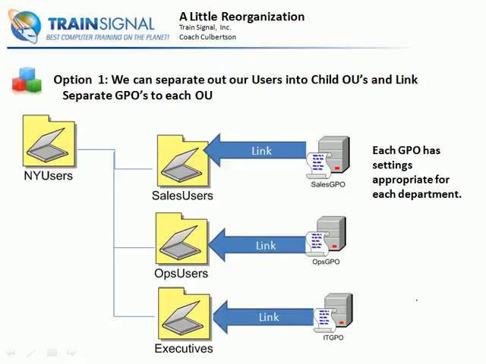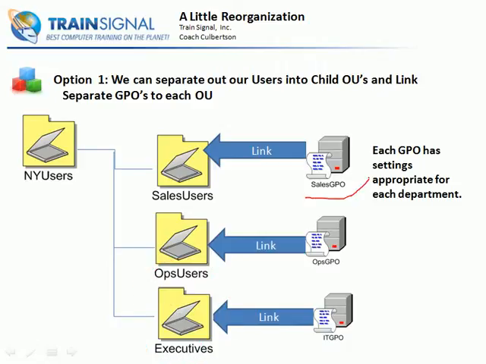Here's option one we just talked about. We can basically break out our OUs into child OUs, and we can link separate group policy objects to each individual organizational unit. So inside of NY users, we can have one for sales users, we can have one for ops users, we can have one for the executives group that, of course, right now only Hank is part of. So we could put Hank and the executives group into this executives OU.